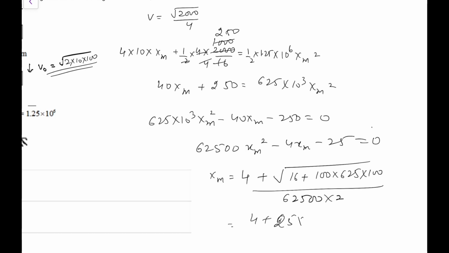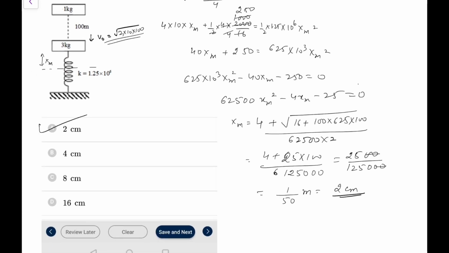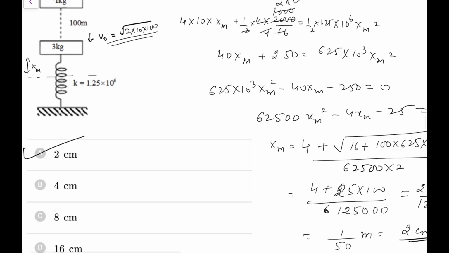625 is 25 into 100 upon 125000. I don't know how many zeros. Neglect that 4 also. 2500 upon 123, this goes, this goes. What we are left with is 1 upon 50 meters. So it's approximately coming out as 2 centimeter. Oh my god, so luckily it is 2 centimeter, but I don't know how I solved it, but this is how we have to do it.